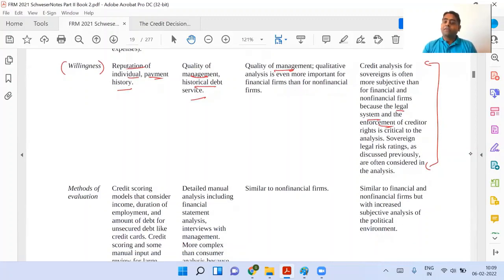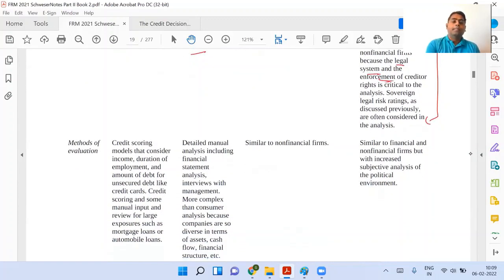Next section, method of evaluation. So for an individual, it is going to be a credit scoring model. This is more about an internal credit scoring model because you don't have external companies assessing an individual. So you generally have your own models in which you have to plug in numbers. A lot of banks have it.